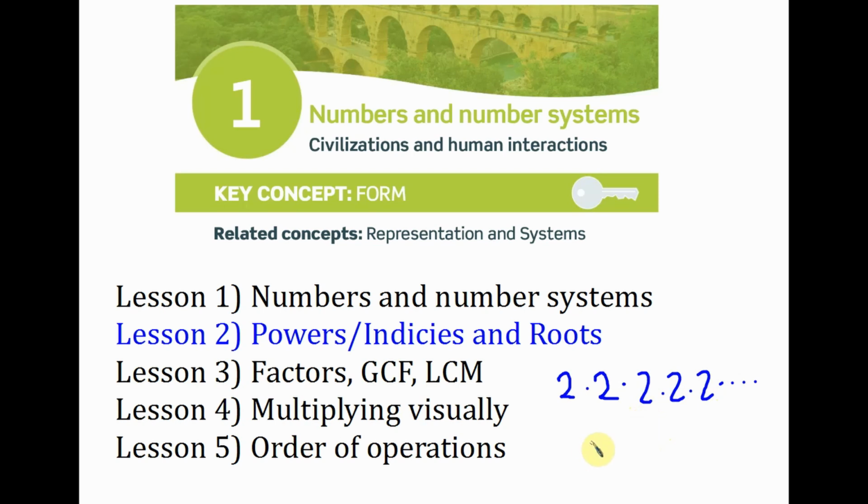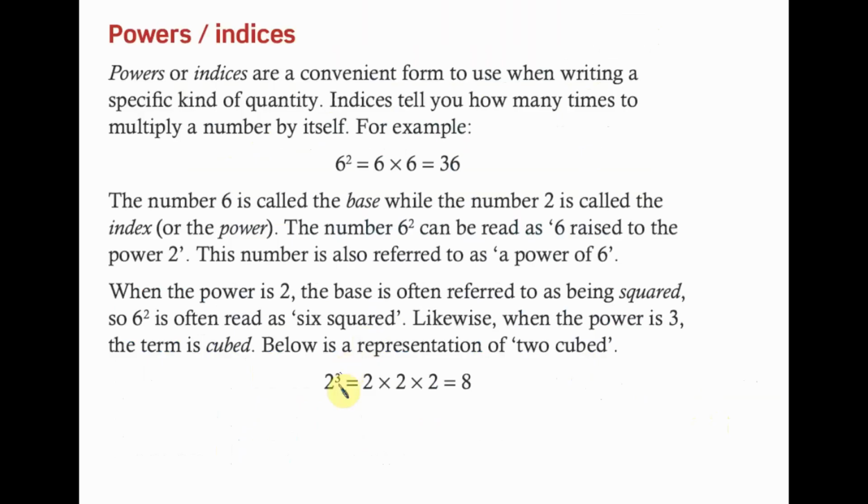But would you believe if there is a quicker way that I could write 2 times 2 100 times in 3 seconds? The first vocab that we are going to learn is what we call powers. The powers, or indices, which is the plural of index, are a convenient form to use when writing a specific kind of quantity. Indices tell you how many times to multiply a number by itself.